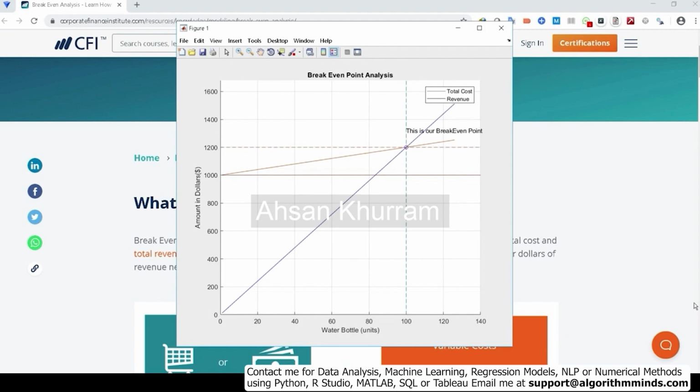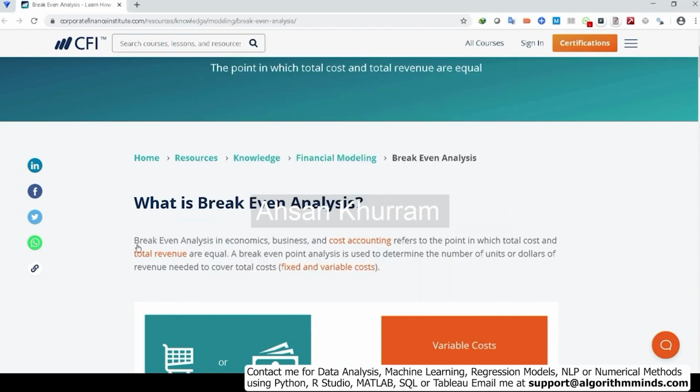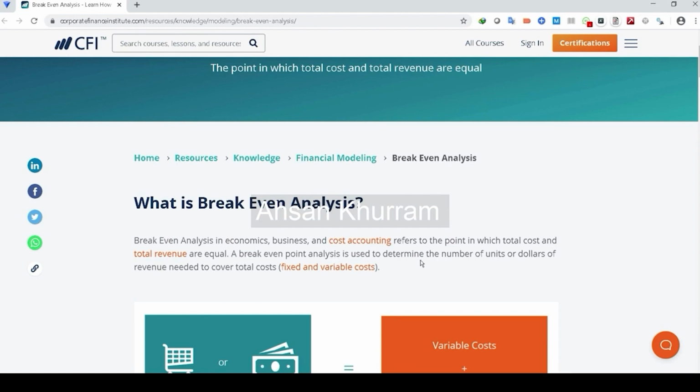Let us discuss the theory for a few moments. Break-even analysis in economics, business and cost accounting refers to the point at which the total cost and total revenue are equal. A break-even point analysis is used to calculate or determine the number of units sold or dollars of revenue needed to cover the total cost, that is the fixed cost or installation cost and whatever the manufacturing cost is.